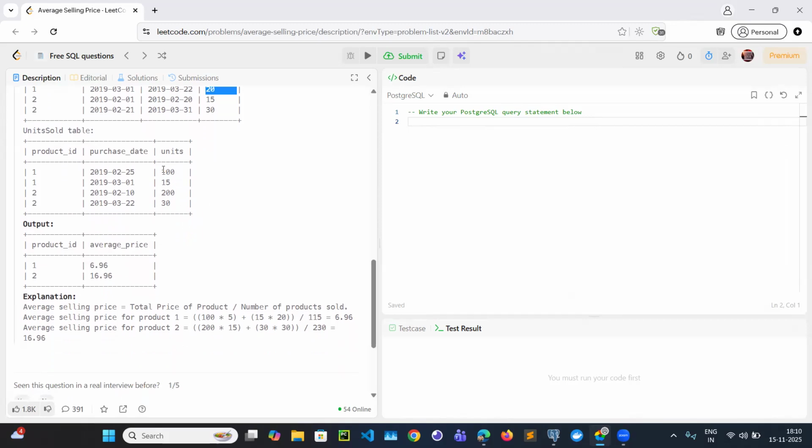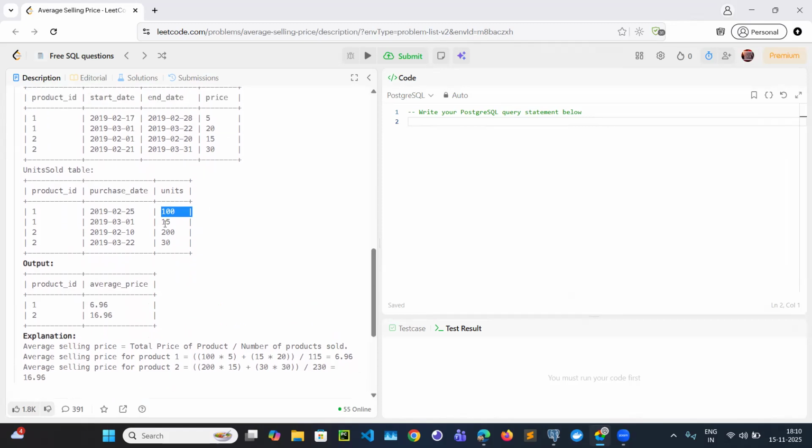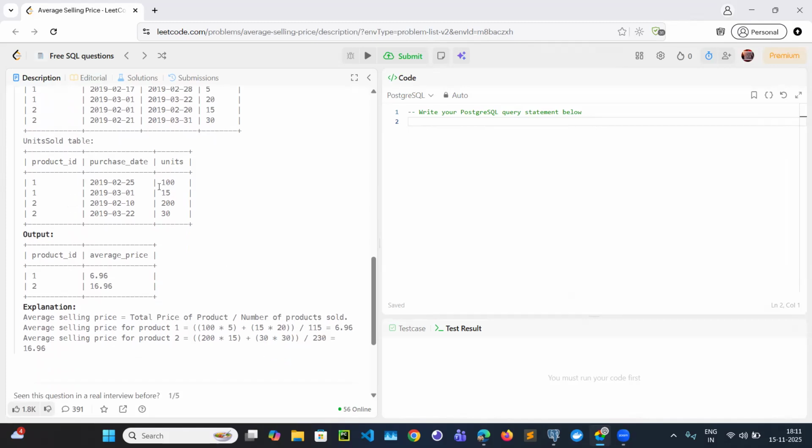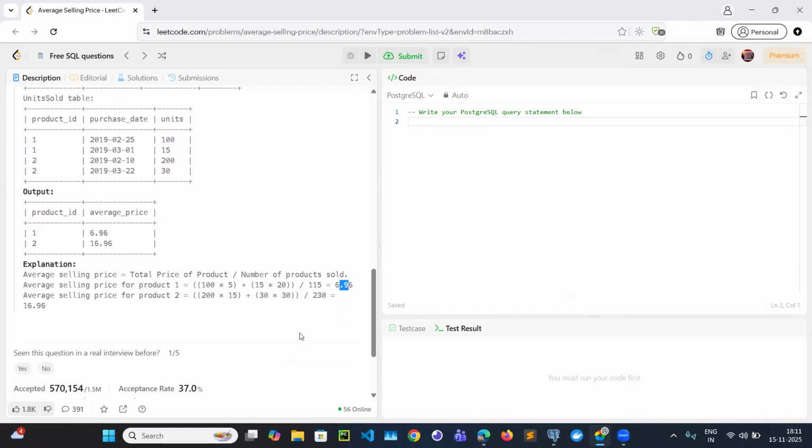So here we sold for 500 rupees and here we sold for 300 rupees. Totally we sold 800 rupees. But that is not an average, right? What is the average one? The average is we divide by the quantity. So 100 plus 15, 115. We divide and round it to two decimal places, right?